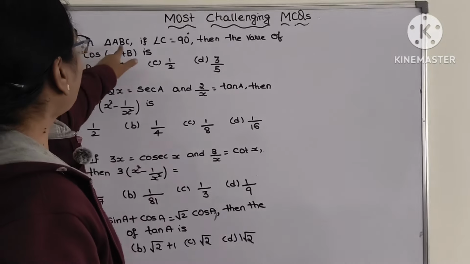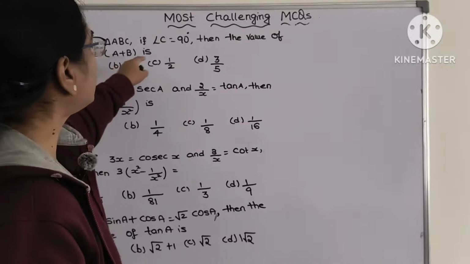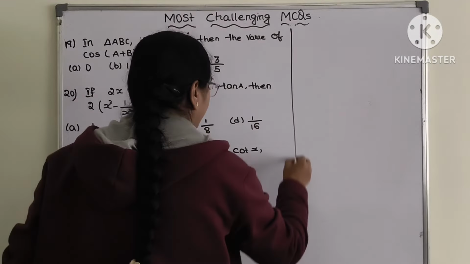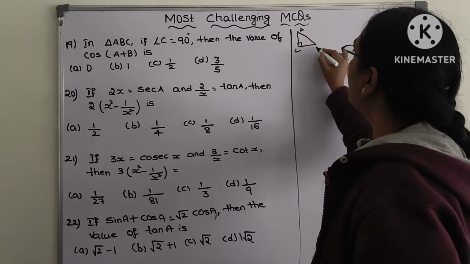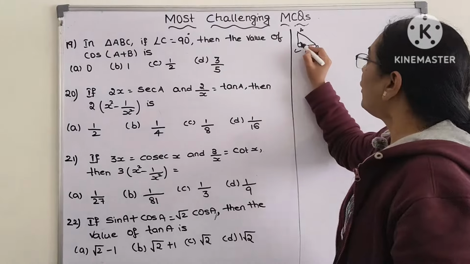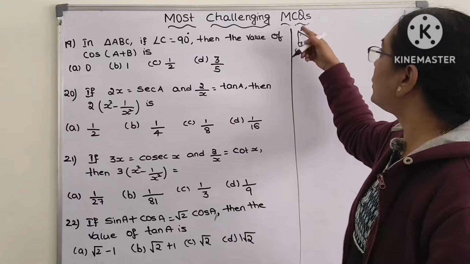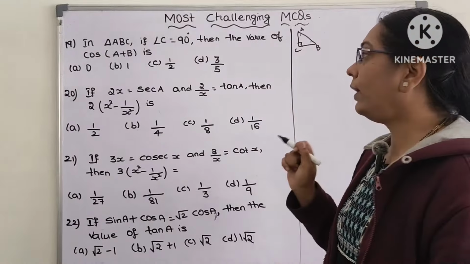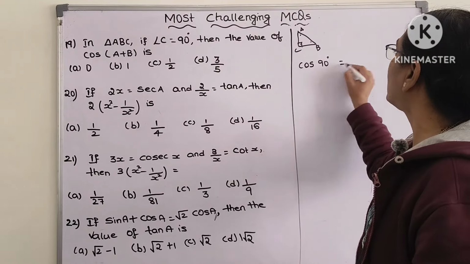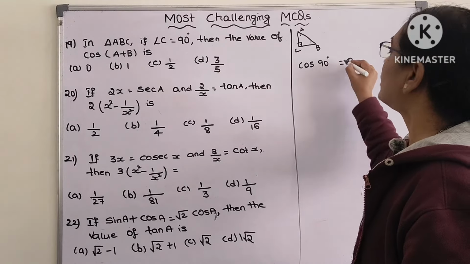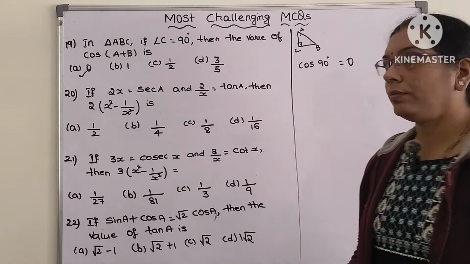The next one. In triangle ABC, if angle C is 90 degrees, then find the value of cos A plus B. If one angle is 90 degrees, naturally the sum of the other angles will be 90 degrees, because the sum of angles in a triangle is 180 degrees. So basically they are asking you to find the cos 90 degree value. Cos 90 degree value is 0. So the correct option is A.